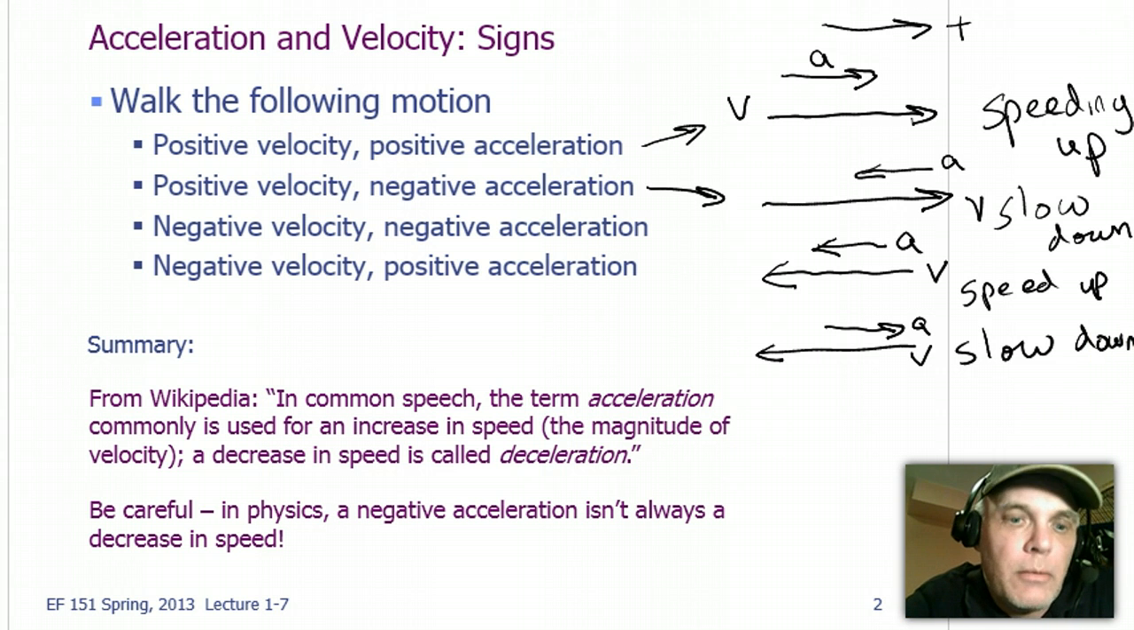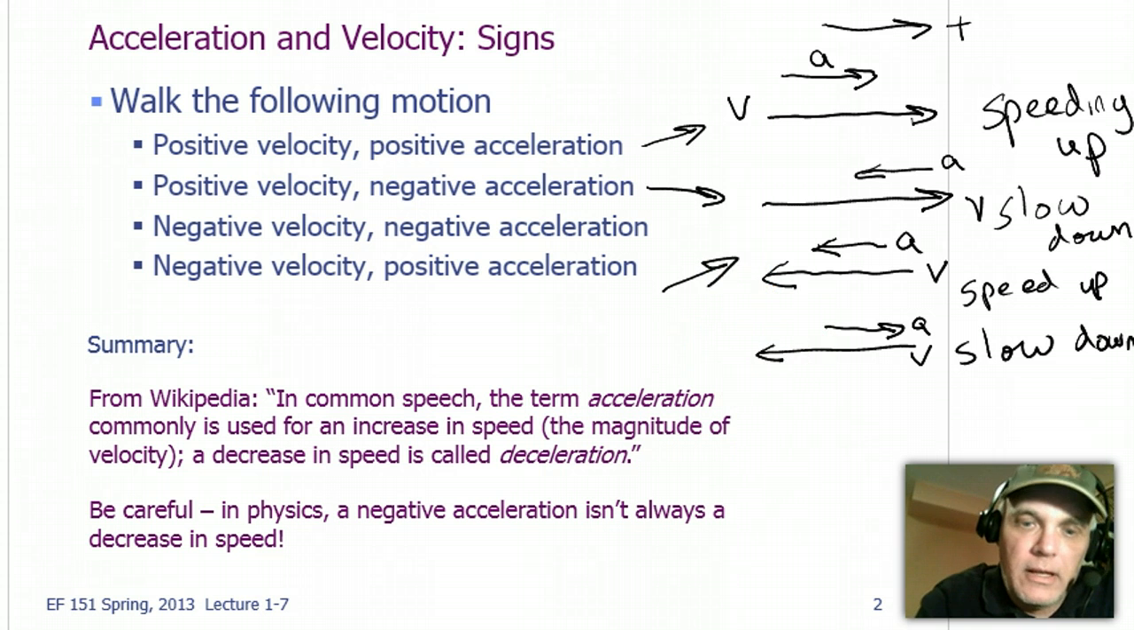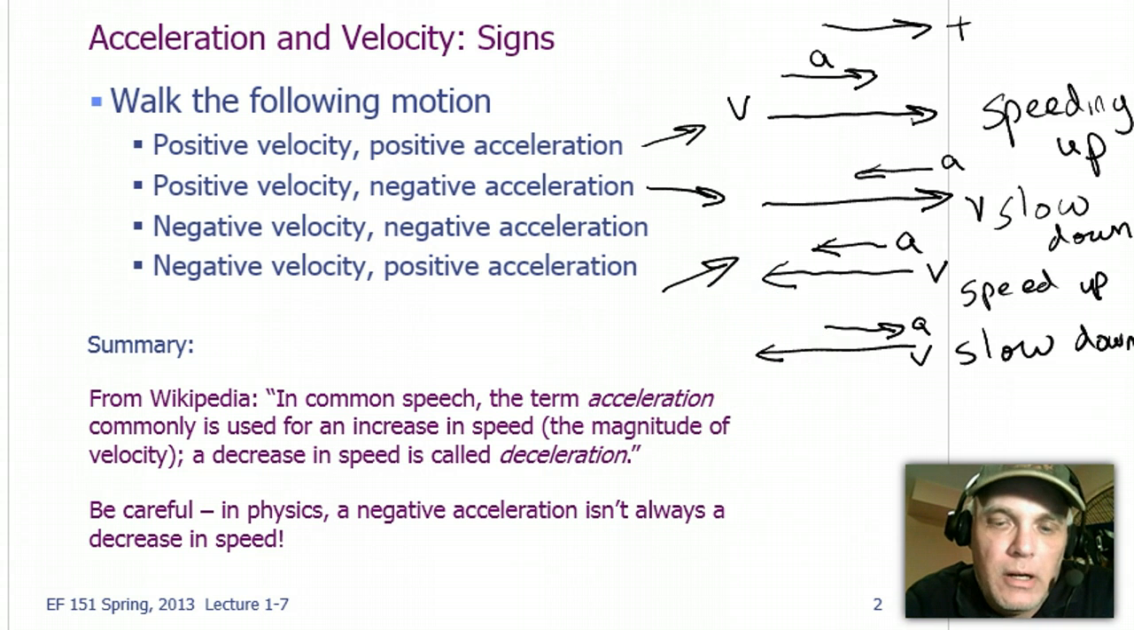All right, so again our summary is, if the signs of velocity and acceleration are the same, we're speeding up. If the signs are different, we are slowing down. Don't get tricked by the connotation that a negative acceleration always means slowing down. Right here in this case we have a negative acceleration, but we are speeding up.